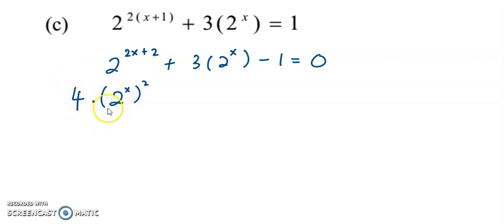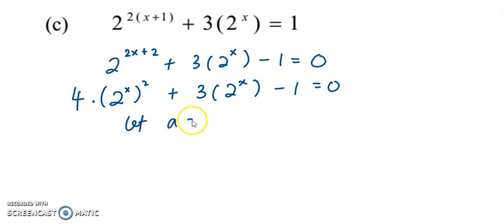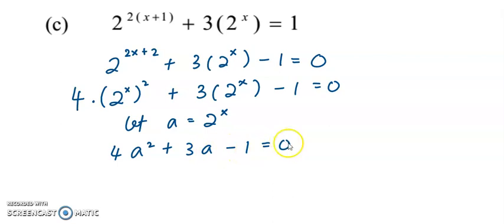So this first term, I have converted into the quadratic form. If I substitute the 2 power of x as a, I got 4a squared plus 3 multiplied by 2 power of x minus 1 equals to 0. If you substitute the a now with the 2 power of x, you will see that your equation becomes like this. So it is exactly quadratic form.